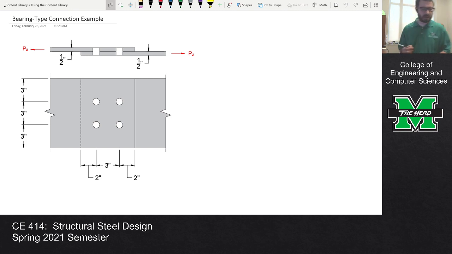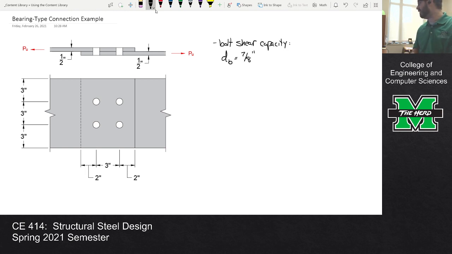Okay. All right, so we're going to take each limit state one at a time. So let's start off with our bolt shear capacity. Okay, so what do we know about this problem? We were told in the problem that the diameter of the bolts was 7/8 of an inch.